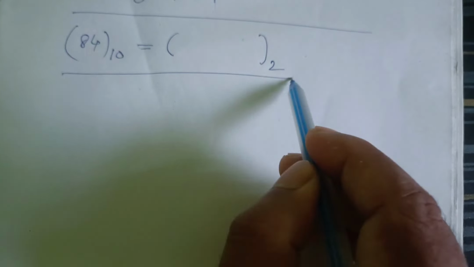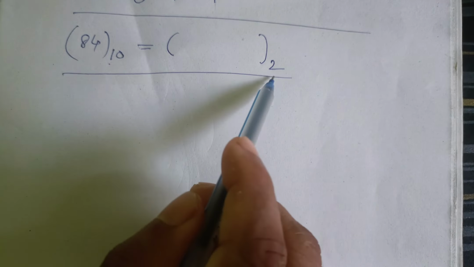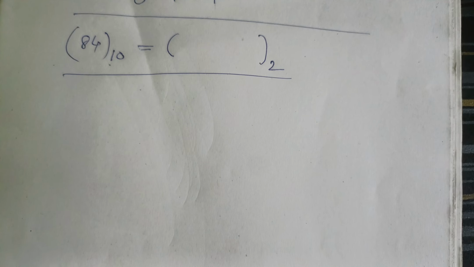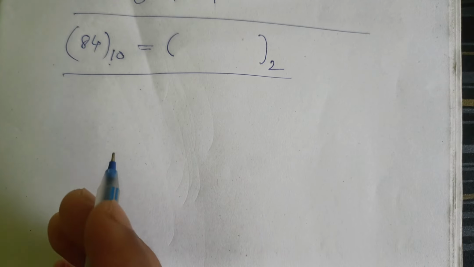In this video we'll discuss one another example. Here we'll convert a decimal number to a binary number. Now we'll discuss how to convert the decimal number 84 to the binary number system, that is, from base 10 to base 2. You already know the process from our previous example. This one is just one example. I'll show you how to convert it.